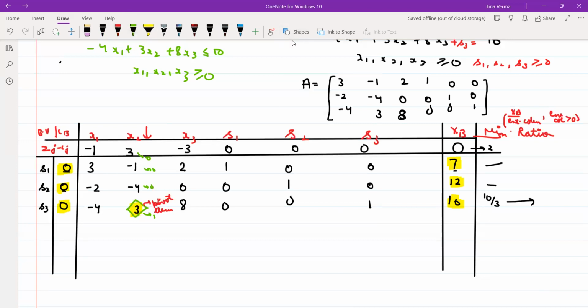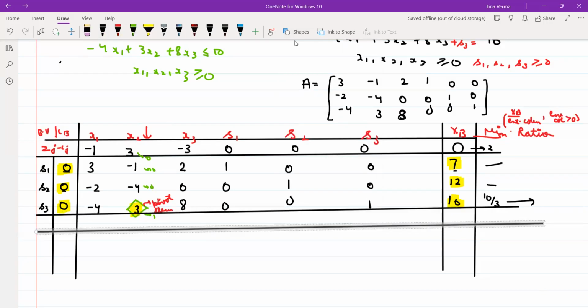So when you perform the next iteration, this is your Zj minus Cj. Now S1 is in its place, S2 in its place, and in place of S3 what will come? X2, because that was the entering and S3 was the leaving. What is the coefficient of S1 in the objective function? 0. What is the coefficient of S2? 0. What is the coefficient of X2? Minus 3. Is it clear?